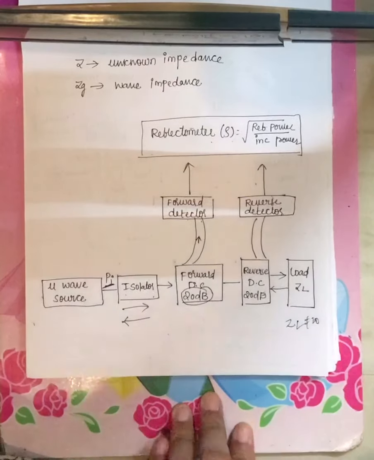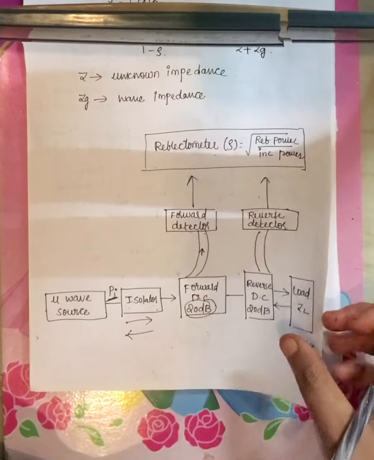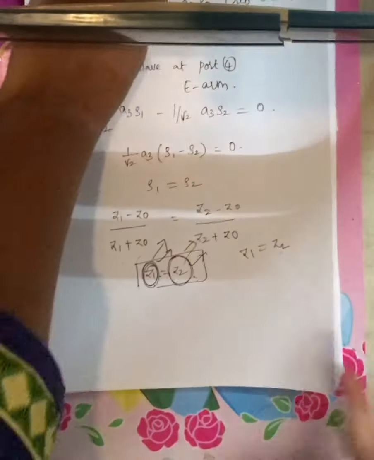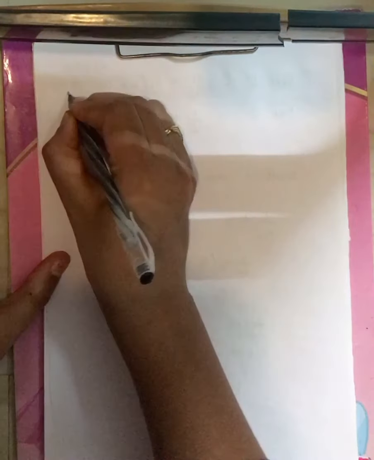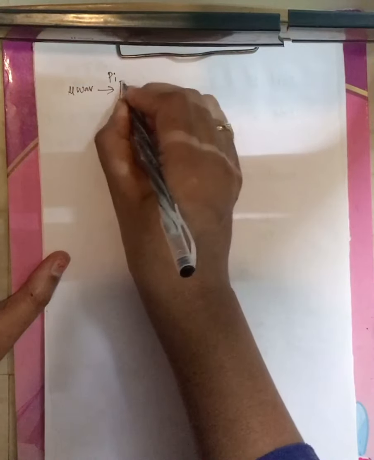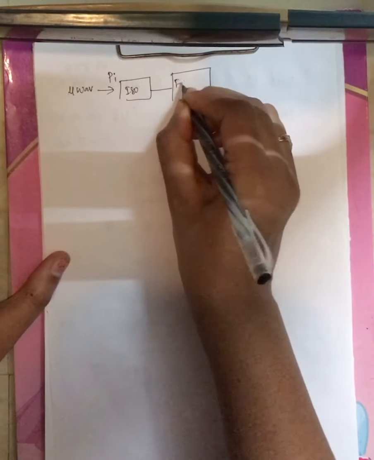Now this is the structure of measurement of impedance using reflectometer, right? Now first let me briefly explain. The microwave source is generating a power PA. Now this is given to the isolator, right? And this is given to the forward directional coupler.